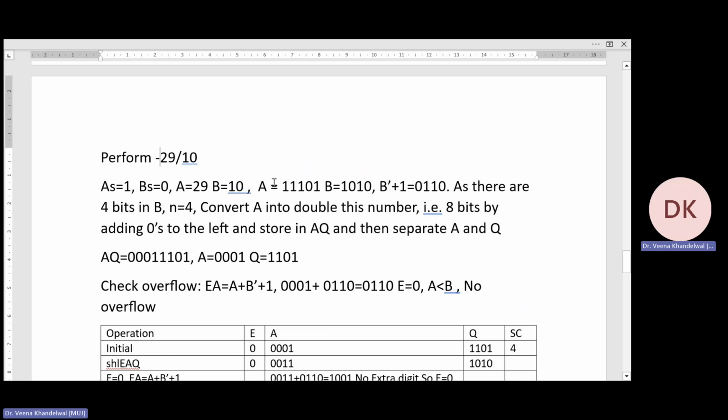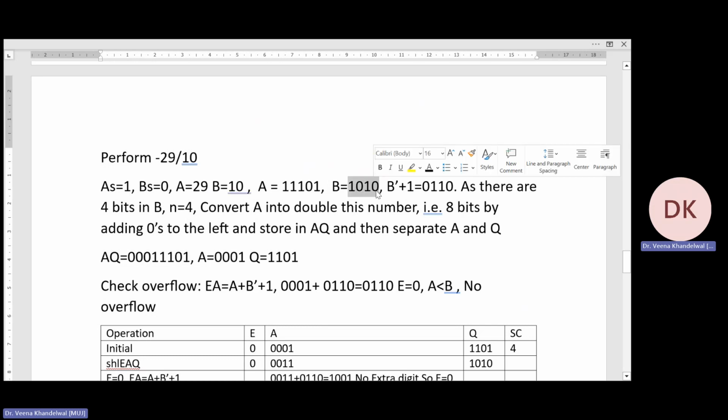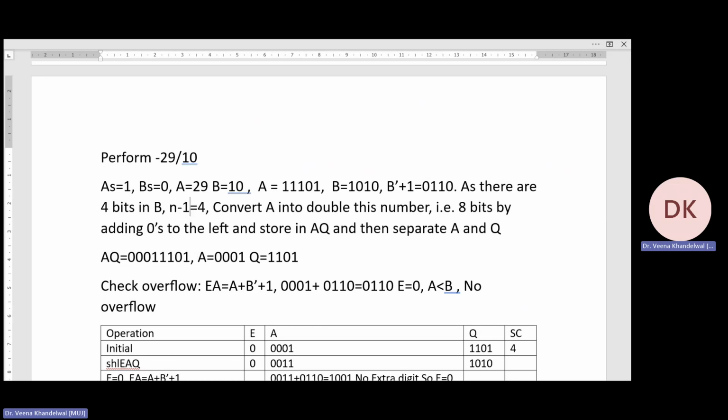So this representation of 29 in binary is equal to this. The representation of the divisor 10 in binary is 1010. We require B complement plus 1 as we had seen in the previous example. So we have already computed this. Now in B, how many digits do we have? We have 4 digits, and these 4 digits are without sign. So as we had seen, the sequence counter value n minus 1 is equal to 4, because here we are not using the sign bit.